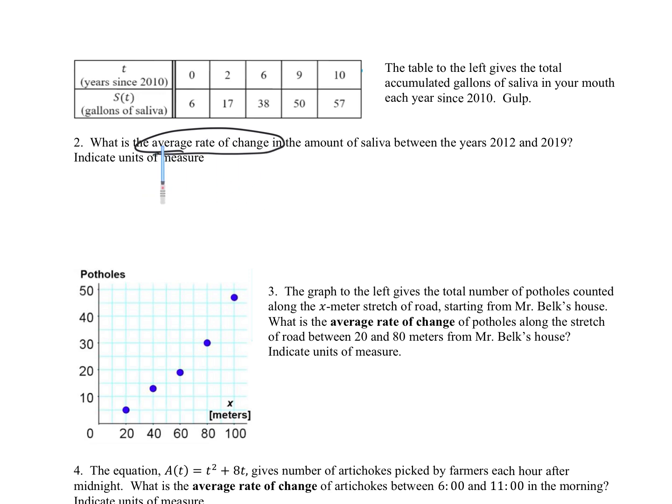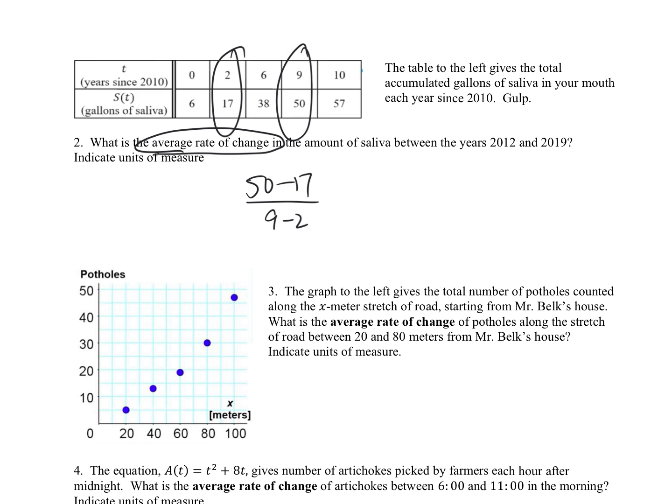Whenever I'm asking for average rate of change, good old slope. Between 2012 and 2019, which points would I want to look at? Look at these x-coordinates. Years since 2010. I'm going to look at 2, because that'd be 2012, and 9 is 2019 after 2010. How would I find the slope between those 2 points? Change in y over change in x.